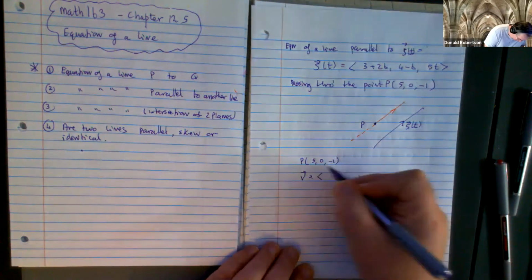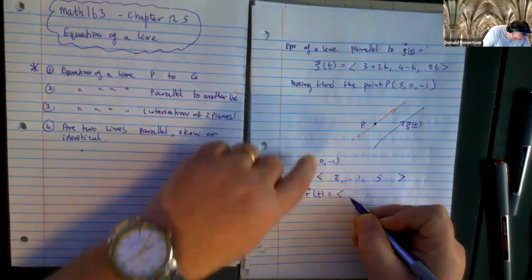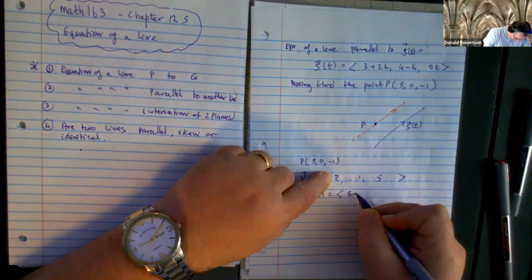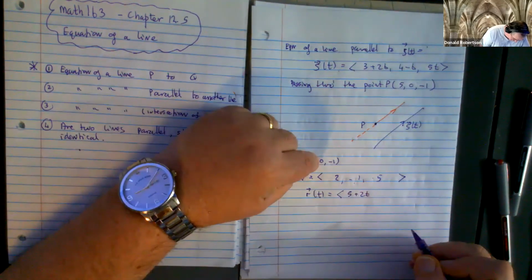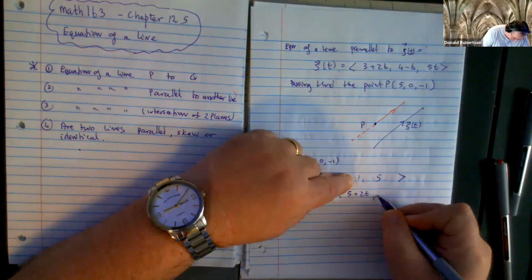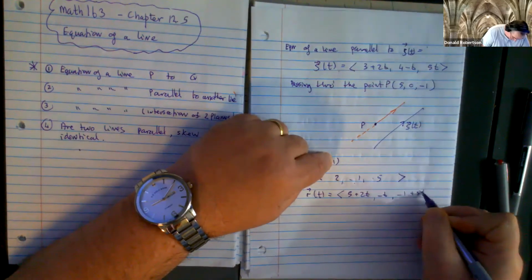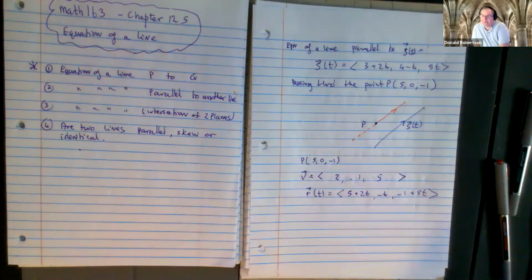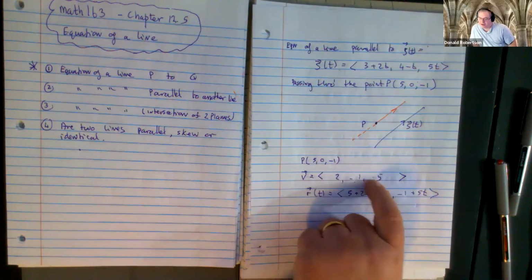Right, you put these together, you will get 5 plus 2t. This guy is nothing minus 1t, and -1 plus 5t. And we are done. Are we okay with that? You comfortable about how I can look at this equation and tell what direction the line is going?